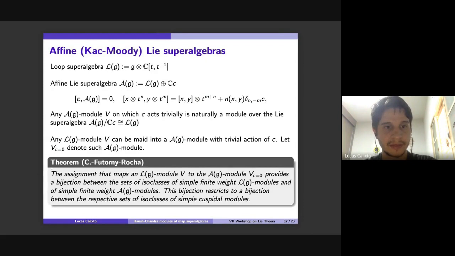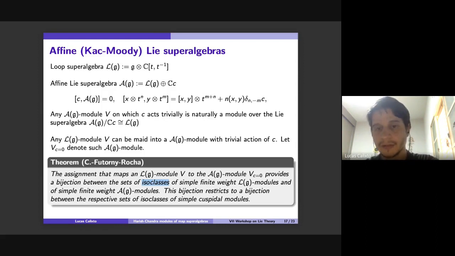And then we have this theorem here. So the assignment that maps an LG module V to the AG module V lower C equals 0 gives a bijection between the sets of isoclasses of simple finite weight modules of loop and affine Lie superalgebras, right? Isoclasses is so I have all simple representations, simple modules, and I want to consider two representations to be equal if they are isomorphic. So these are this relation, that's what I call isoclasses.